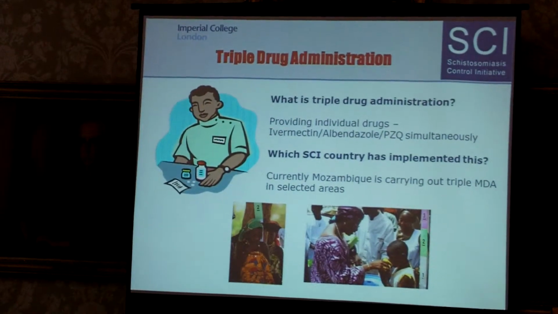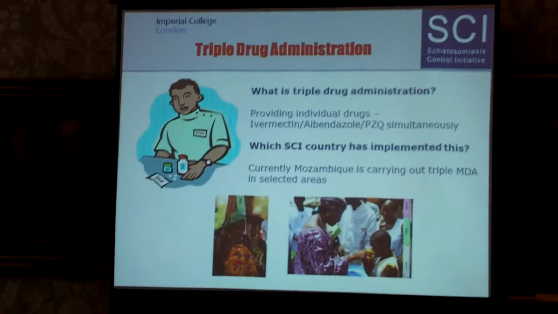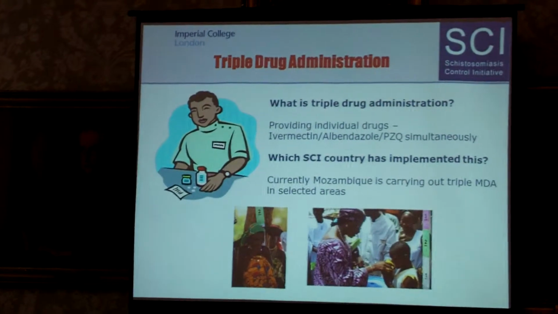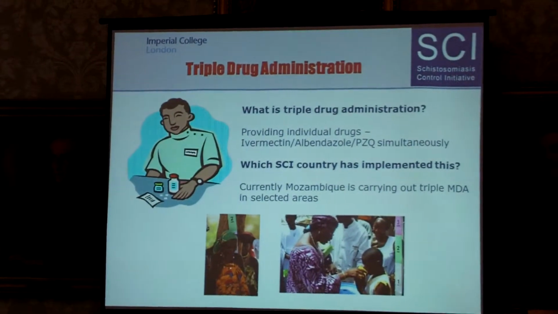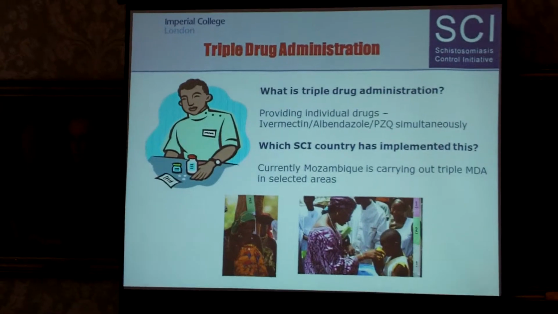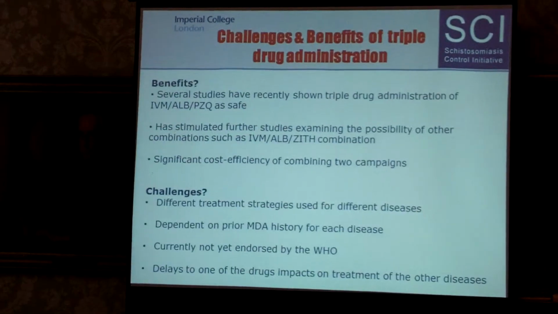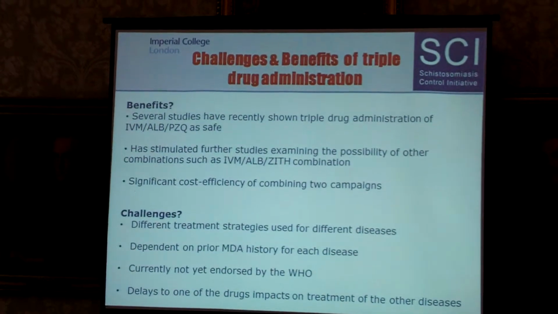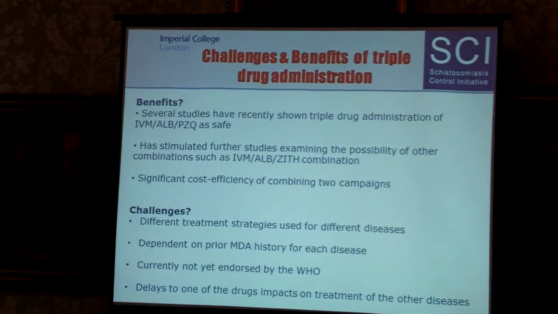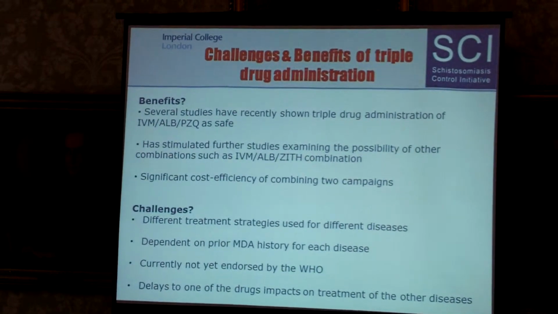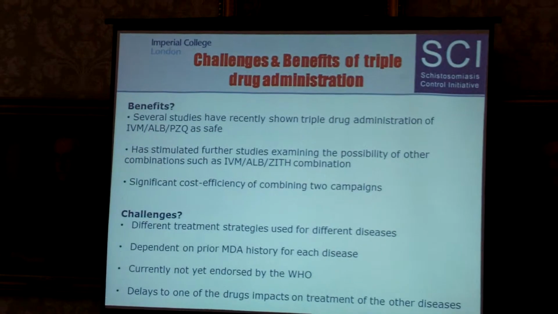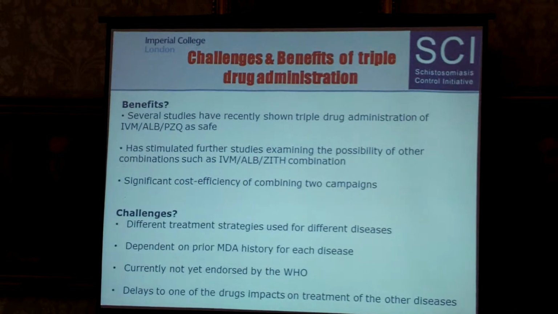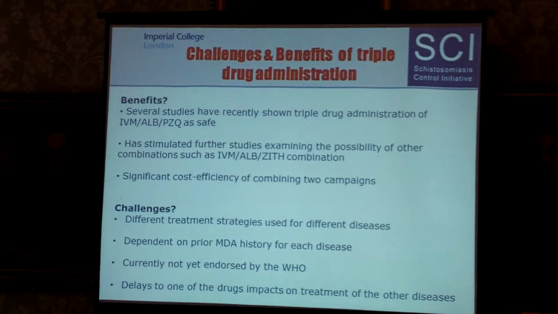So triple administration has actually been tested in a couple of countries, but of the SCI countries, Mozambique is currently carrying out a triple drug administration, where they're providing ivermectin, albendazole, and praziquantel all at the same time. The benefits of this: several studies have shown that this triple drug administration has been safe. It has actually stimulated further studies to look at other possible combinations, and obviously it's a significant cost efficiency in doing 2 programs truly integrated at the same time.